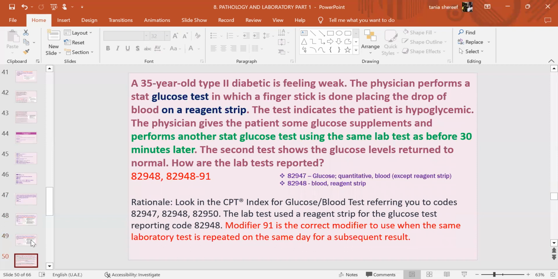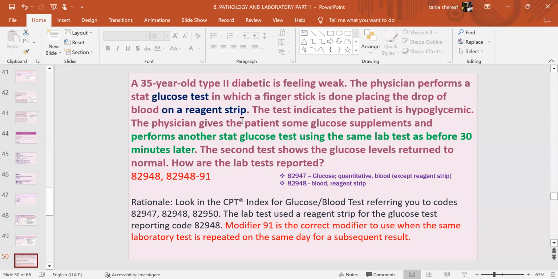Now, a 35-year-old type 2 diabetic is feeling weak. The physician performs a stat glucose test in which a finger stick is done, placing a drop of blood on the reagent strip. The test indicates the patient is hypoglycemic. The physician gives the patient some glucose supplements and performs another stat glucose test using the same lab test as before 30 minutes later. The second test shows the glucose level returned to normal. So here we can see two tests. First there is a glucose test on blood on a reagent strip. Again, after 30 minutes, the same lab is doing one more test.